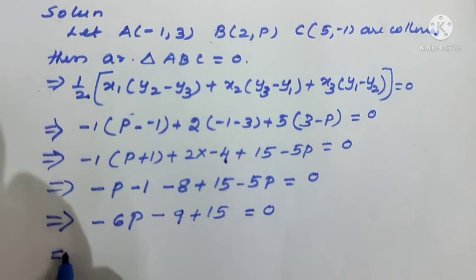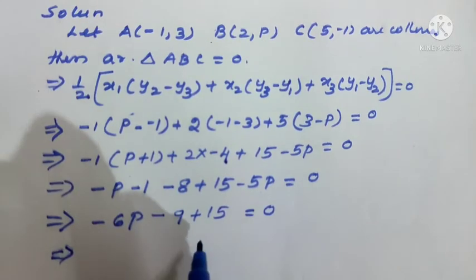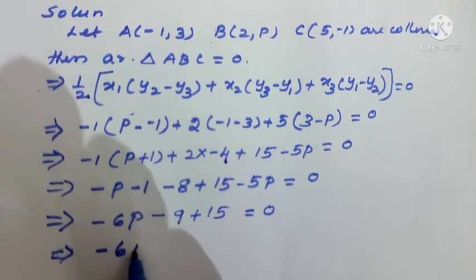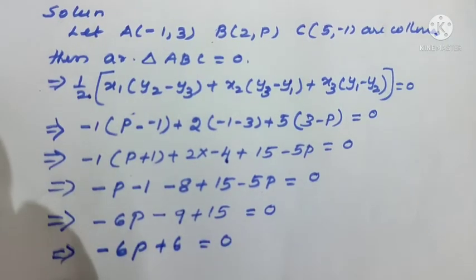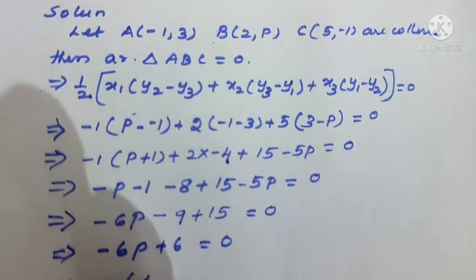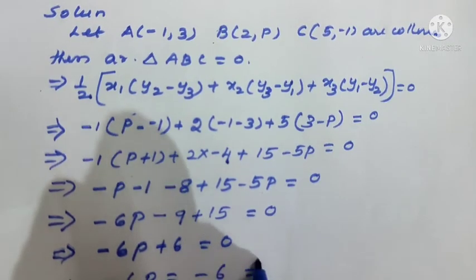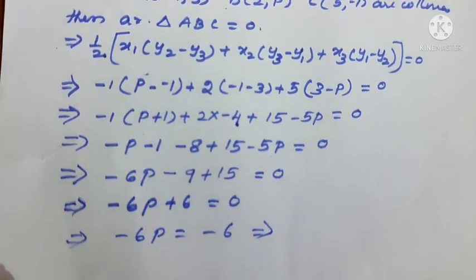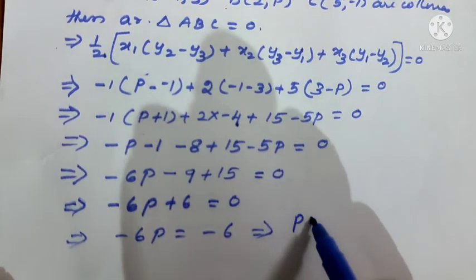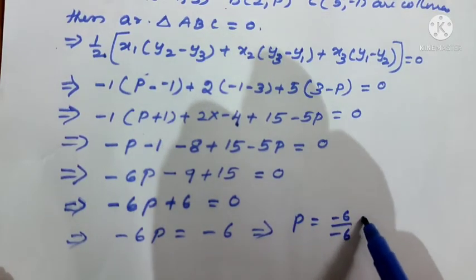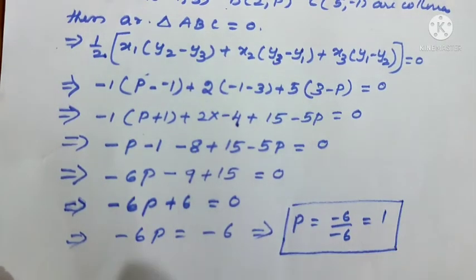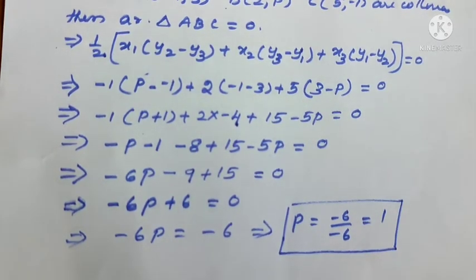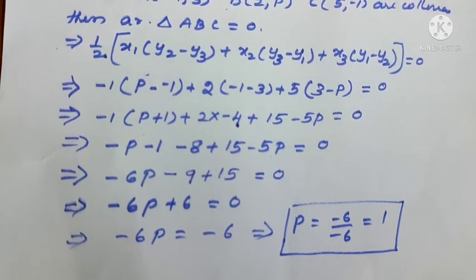So what is the next step? Minus 9 plus 15, that is plus 6 equals 0, right? So minus 6P equals minus 6, which implies P equals minus 6 by minus 6 equals 1. So by using the area of the triangle formula, we got the P value as 1.